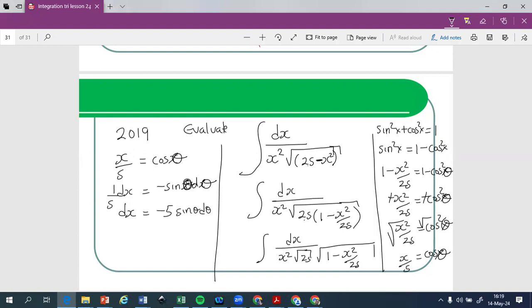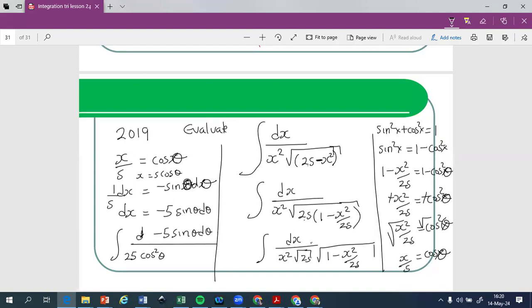So you come back here and you substitute. You have the integral of dx. Now for dx, I write negative 5 sine of theta d theta divided by x squared. To obtain your x squared, you substitute here. So x is equal to cos theta. You multiply by 5, you get x is equal to 5 cos of theta. Since you have x squared here, it will become 5 cos squared of theta, but since it is squared, it becomes 25 cos squared theta.